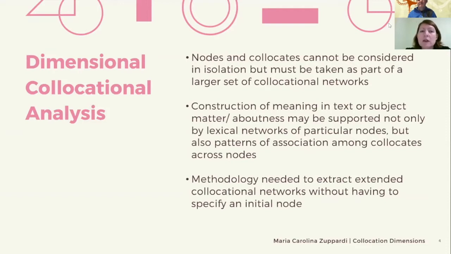So that's the idea, and then how do I reach that? That was the reason for being inspired by the multidimensional analysis methodology, to see if we could extract extended collocational networks without having to specify an initial node. What I mean by extended is we are not only taking the collocational network for one node, but we are taking the collocational networks across a set of nodes. That is what we're calling extended collocational networks.